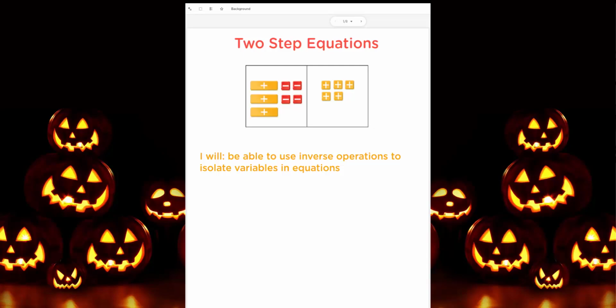But I wanted to review two-step equations before we do 3 or more, just to make sure that we are all on the same page.